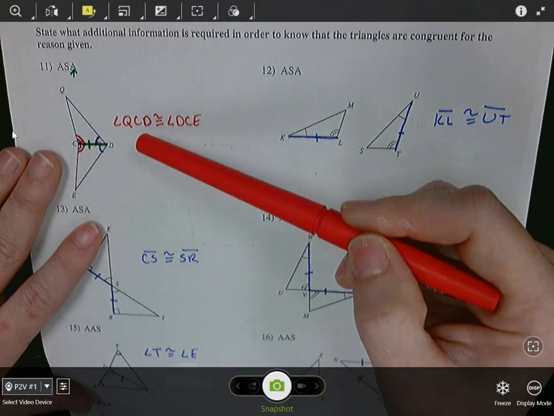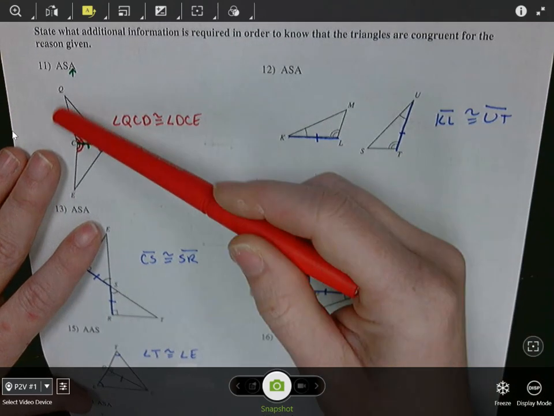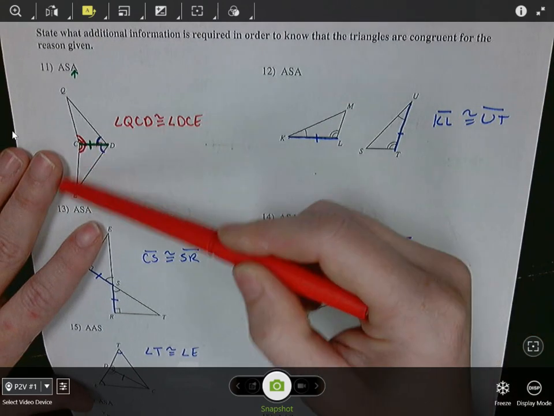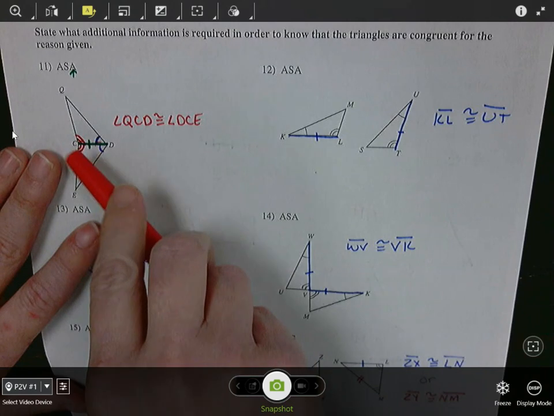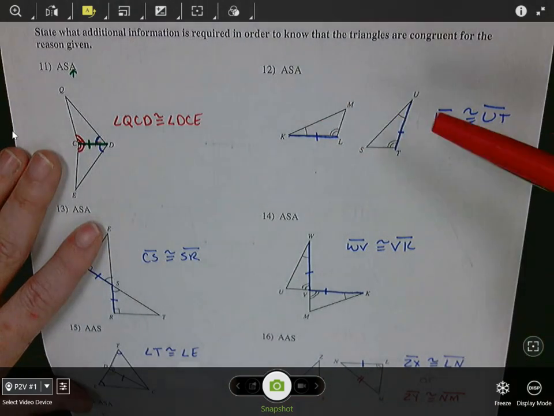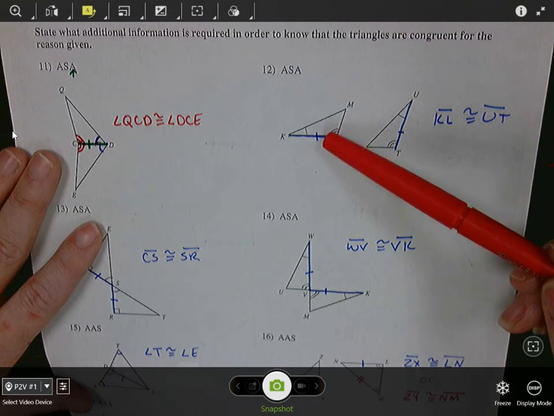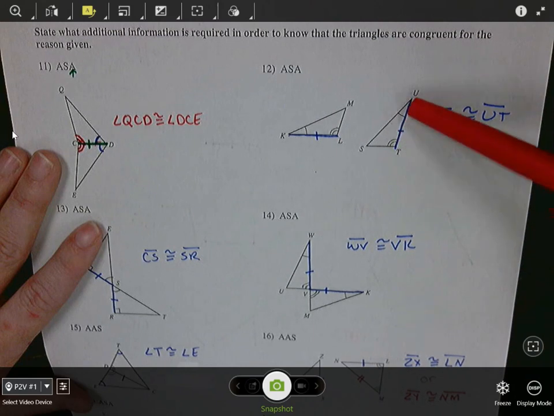And if you put that into geometry notation, that would be angle QCD, so this angle here, is congruent to angle DCE, so this angle here. So you needed these two angles to be marked congruent. On number 12, they had the two angles marked, but I needed a side and it needed to be the included side. So I would need this side here, KL, marked congruent to UT.